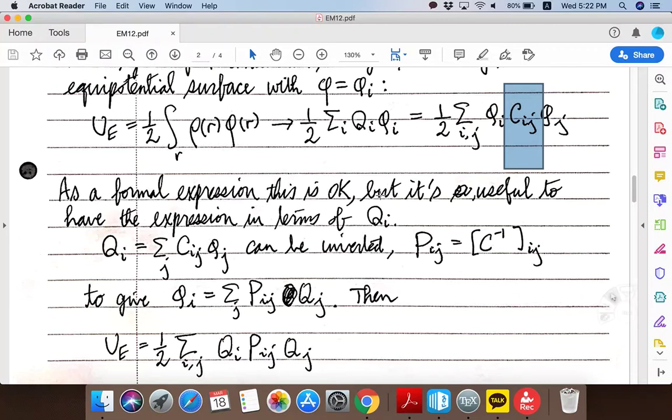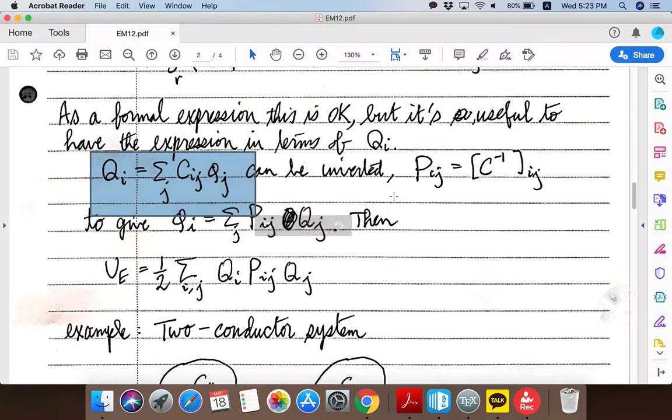Of course, this is perfectly fine as a formal answer, but sometimes it's necessary to know how to express the total electrostatic energy, not in terms of the potentials, but in terms of the charges. Of course, if you know everything about the potential, then in principle you know everything about the charge because of this relation.